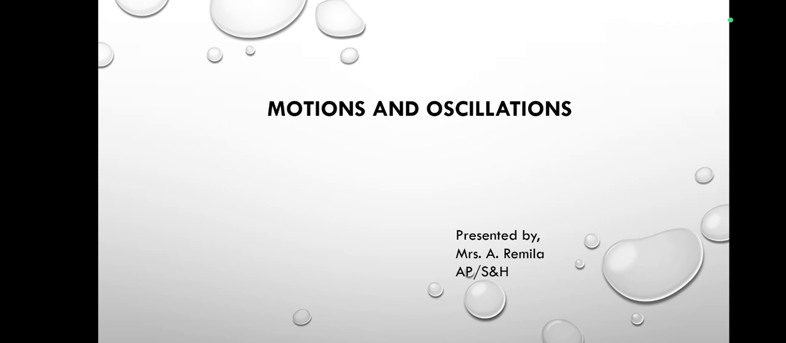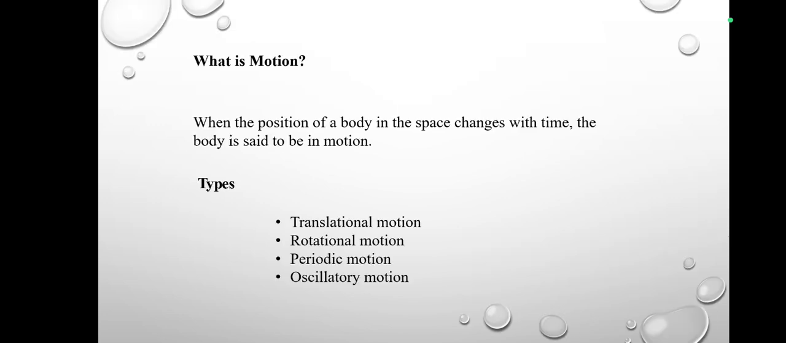Now we discuss a small topic: motions and oscillations. What is motion? When the position of the body in space changes with time, the body is said to be in motion. There are four types: translation motion, rotational motion, periodic motion, and finally oscillatory motion.